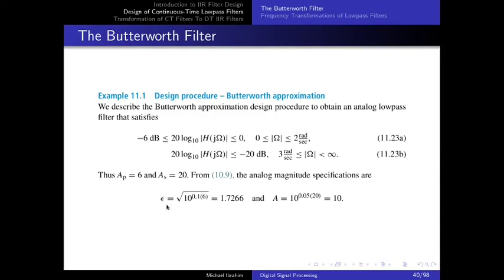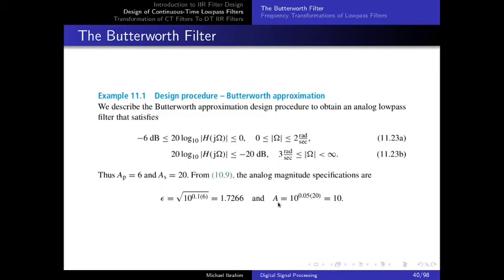Next, we need to find epsilon and A to transform these specifications into continuous time filter specifications. So as we know, epsilon is the square root of 10 to the power AP over 10 minus 1. There is a mistake in this equation in the textbook. It should be 10 to the power 0.1 times 6 minus 1, which will give you 1.7266. This number is correct. And A is 10 to the power AS over 20, which will give you 10. So now we have epsilon and A.